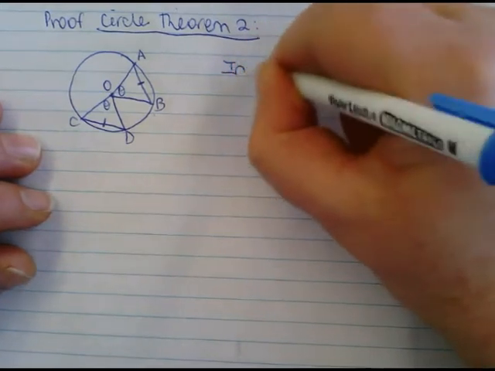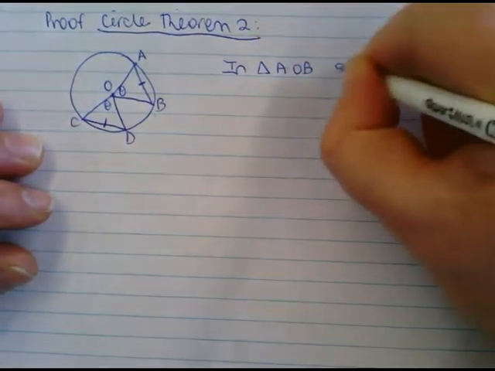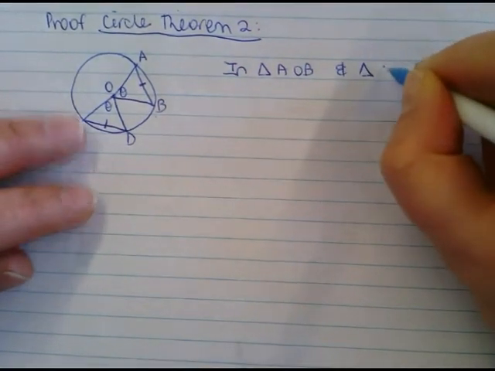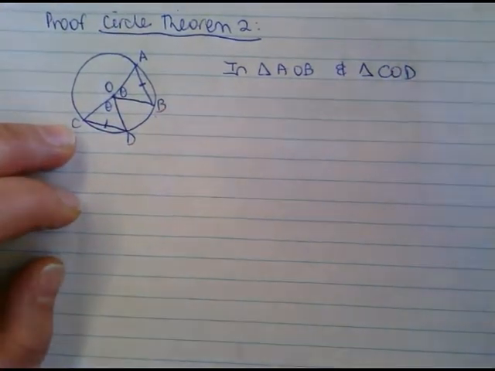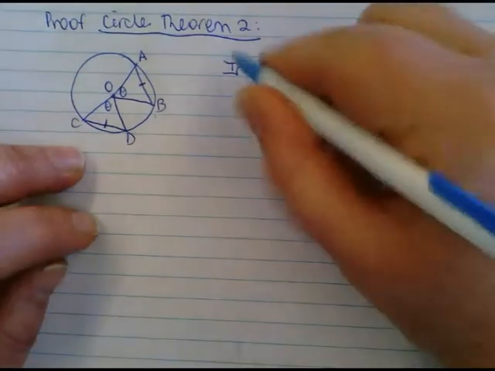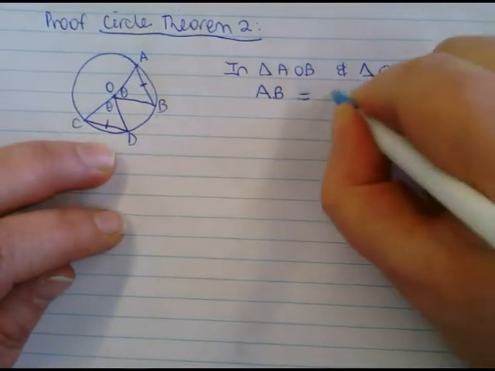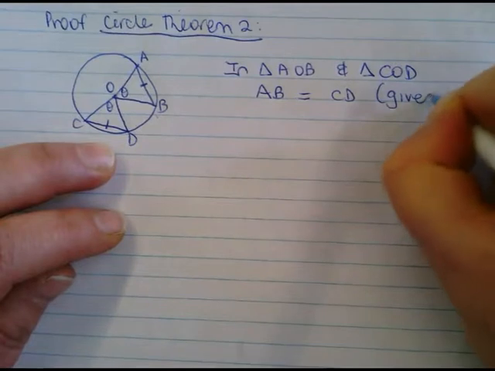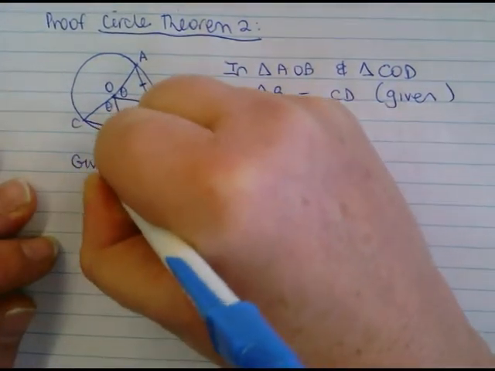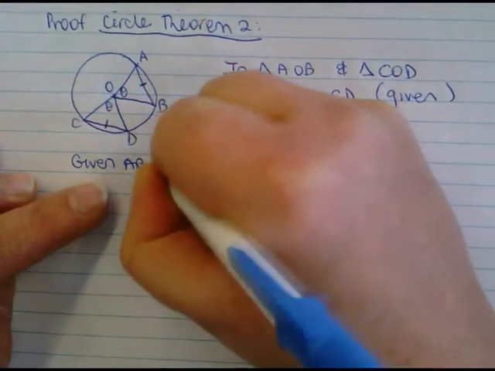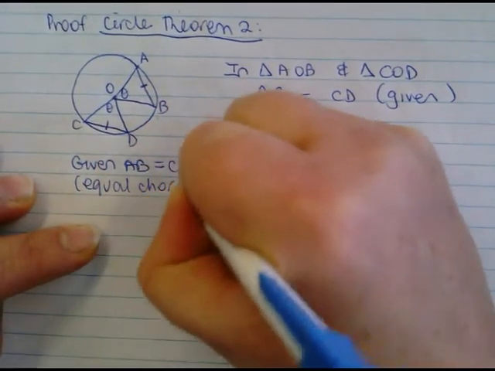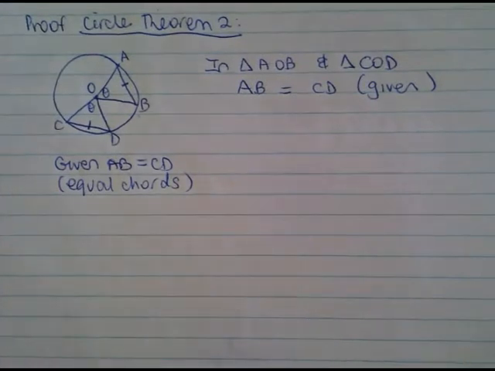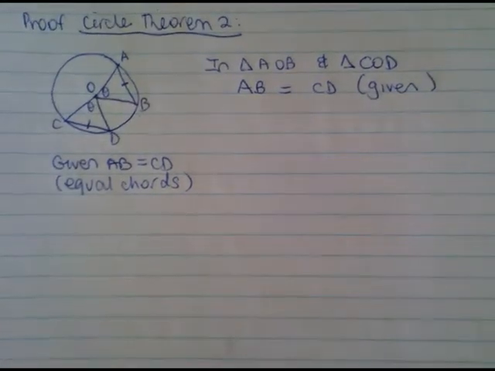So in triangle AOB and triangle COD, what do we know? We know that AB equals CD, that's given. We're given that AB equals CD because they're equal chords, right? We're trying to prove that the angles at the center are equal. Now what else do we know?